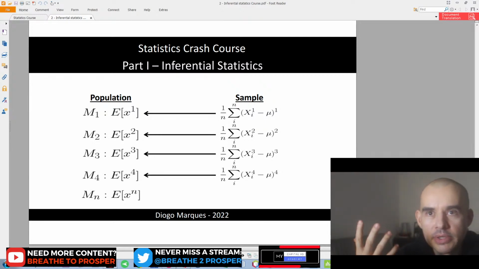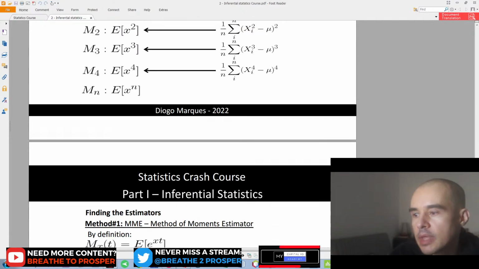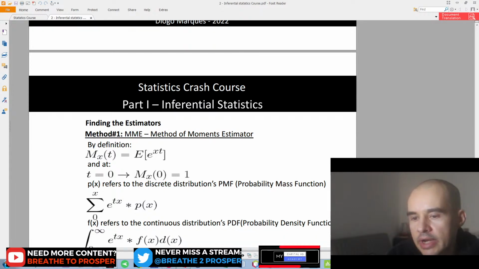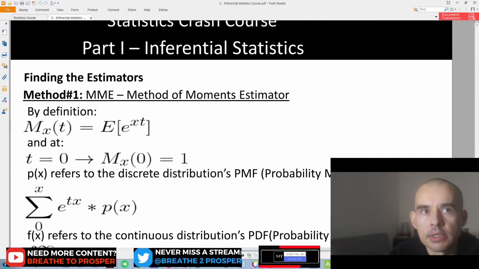It's a moment. And from those, you can calculate the mean and the variance. To do that, we use what's called a moment generating function. I'll make this a little larger for you. Let's see if you can see it like this.